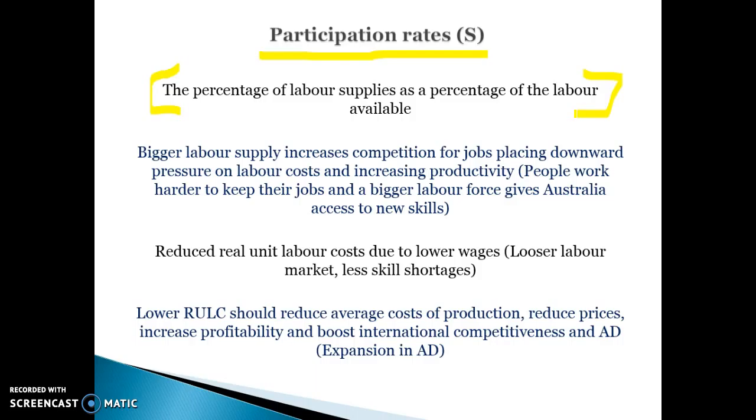And the good thing about having a large labour supply is essentially it's increasing the competition for jobs. So if Australia's participation rate were at 90%, basically what we're saying is that 90% of people above 15 years of age are looking for work. That puts heaps of competition on the spots for jobs and places downward pressure on labour costs because businesses have more choice in who they employ. It also makes workers more productive because they know they need to work harder to keep their jobs, because there's such a big labour force, there's a high chance that they will lose their job.